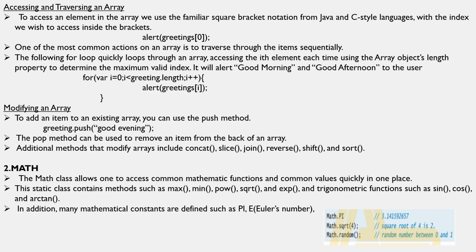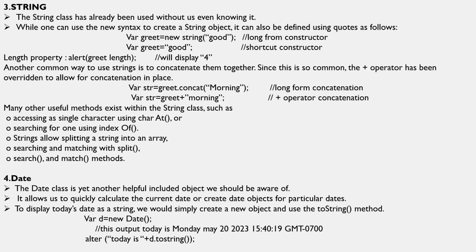Coming to String, the String class has already been used, without our knowing, in the previous examples. So we'll see here what a string does. While one can use the new syntax to create string objects, it can also be defined as follows: where greet is equal to new String good, that is the long form of the constructor, whereas greet is equal to good is the shortcut form. The length property is included here: alert greet.length.